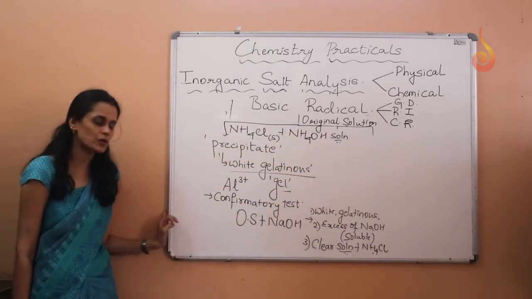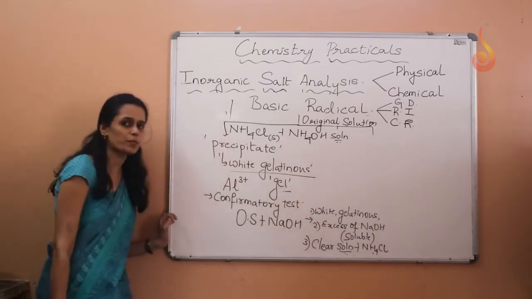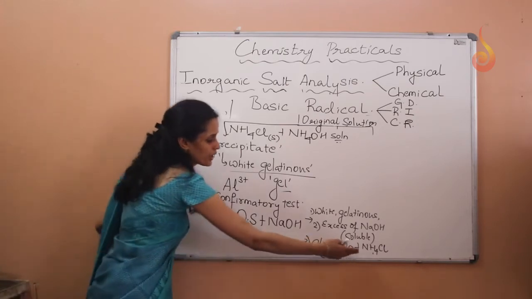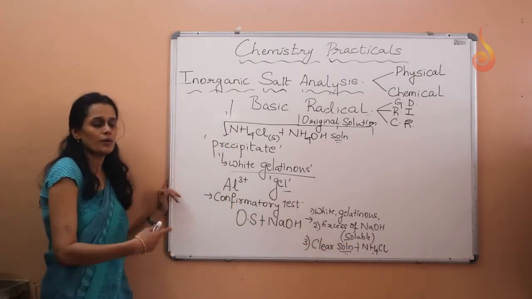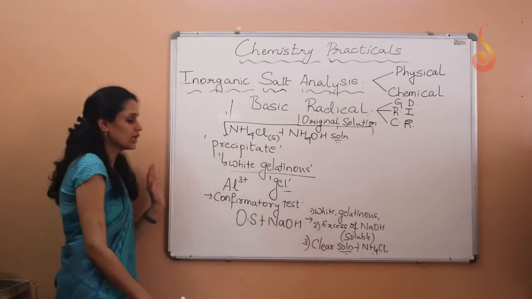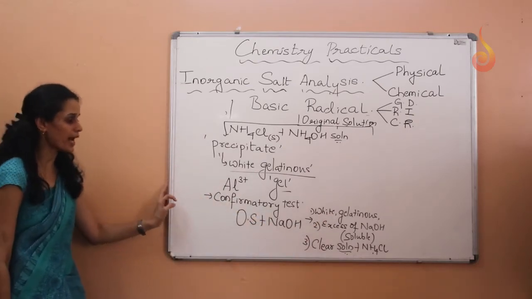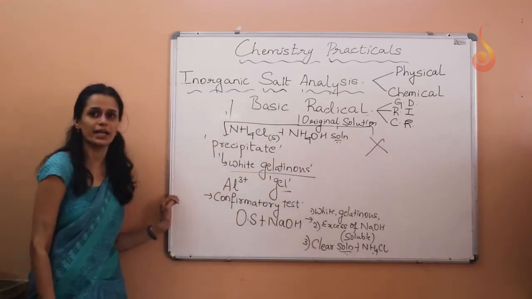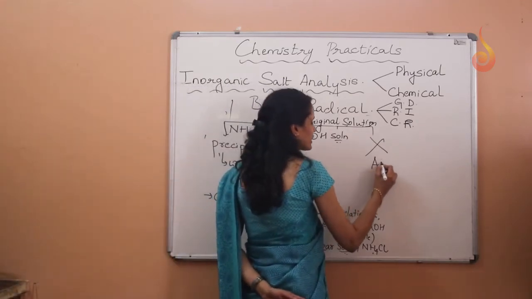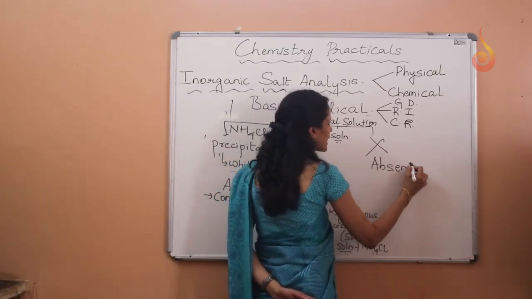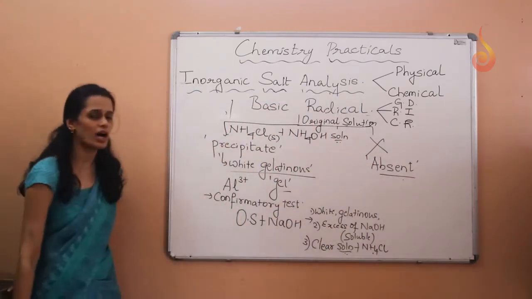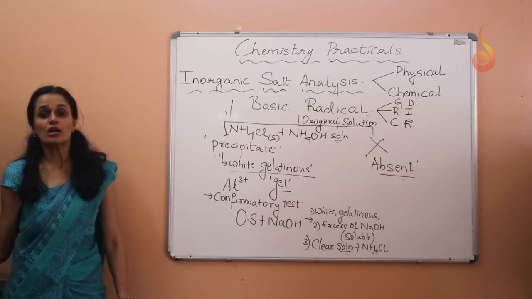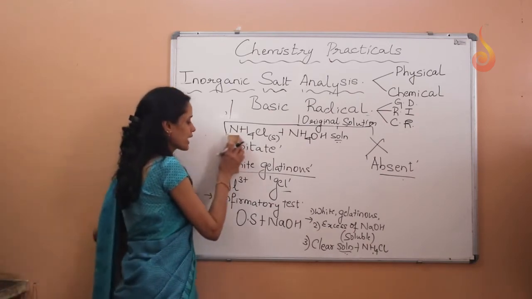So after adding ammonium chloride crystals, the gelatinous white precipitate reappears. Previously it was soluble, so after adding ammonium chloride to the clear solution, it will reappear. This is the confirmatory test for aluminium radical. Suppose we don't observe a gelatinous precipitate, then what does it say? Then the third group basic radical, that's nothing but aluminium ion, is absent. So next, we'll go for fourth group basic radical detection.